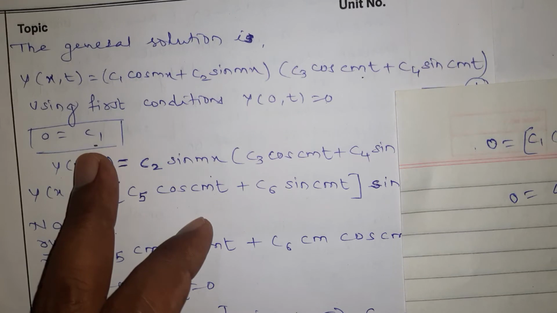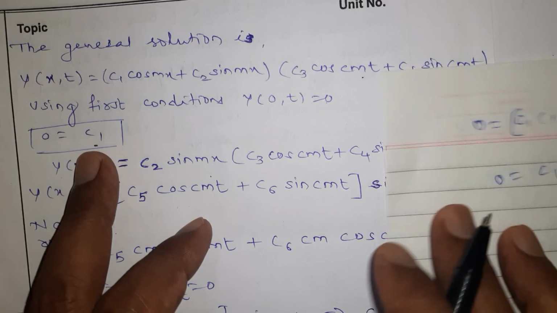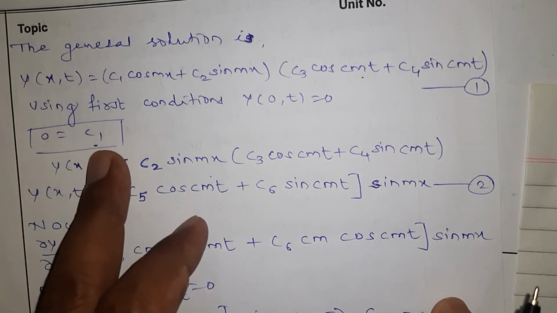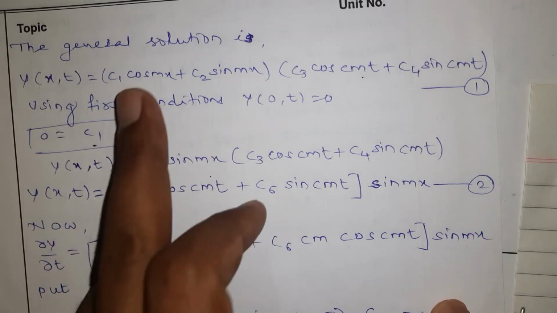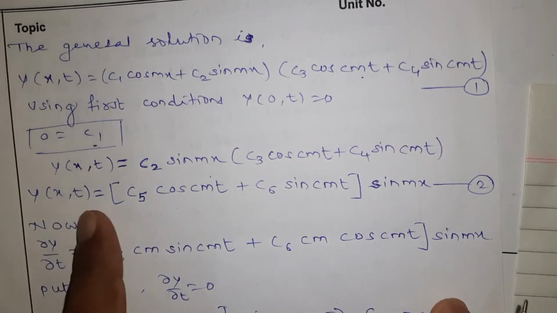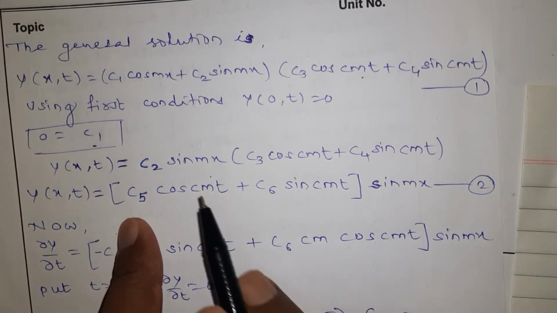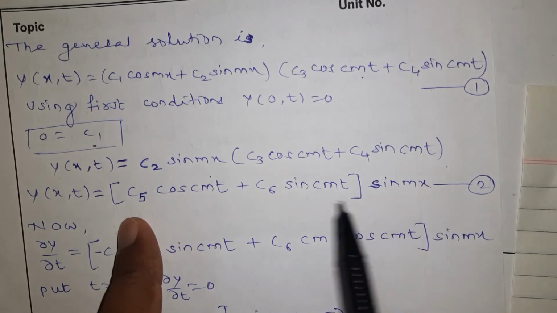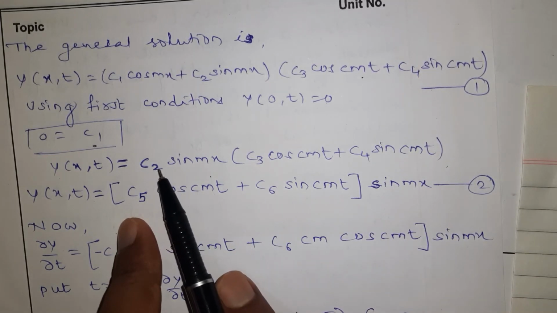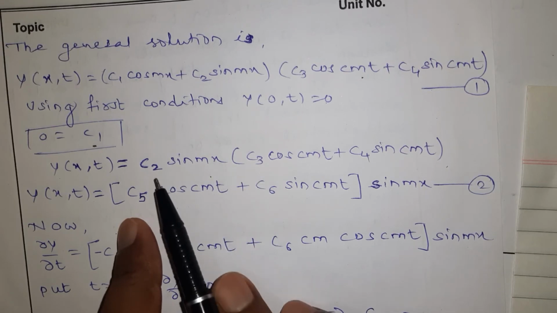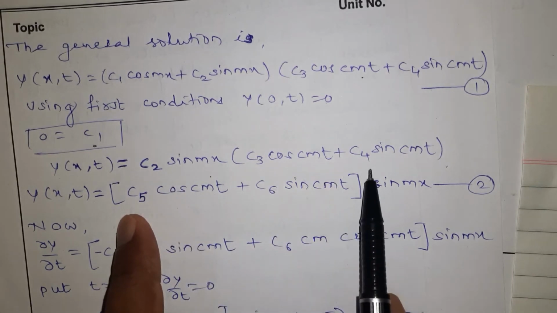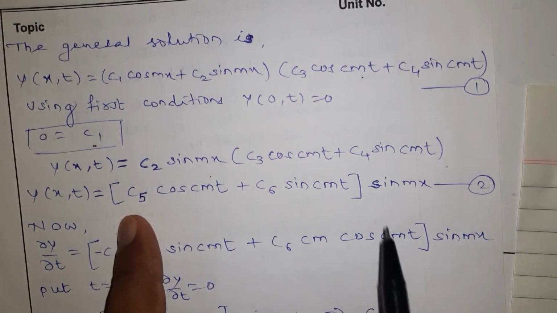Always keep in mind, from these conditions we will get such values equal to 0. We have to find the values c1, c2, c3, c4 and m. All these values we have to find. So one value we found, c1 equal to 0. Back substitute that value in your equation 1. So you will get y of xt is equal to c2 sin mx into c3 cos cmt plus c4 sin cmt. Now I just multiply this c2 inside the bracket. So c2 into c3, call that c5. Then c2 into c4, call that c6. And the remaining part as it is.